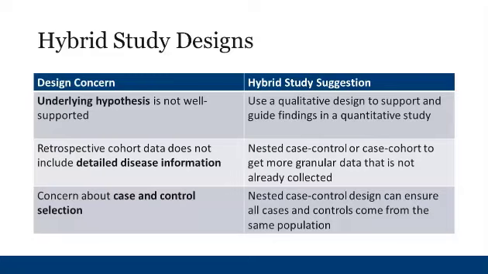Another one is also if you have concern about case and control selection. So going back to that slide, we talked about case selection, how they need to be representative of the population where controls are coming from. They need to be similar. If you're concerned about that, then you could possibly nest a case control design within a cohort to ensure that those cases and controls actually do come from the same population.